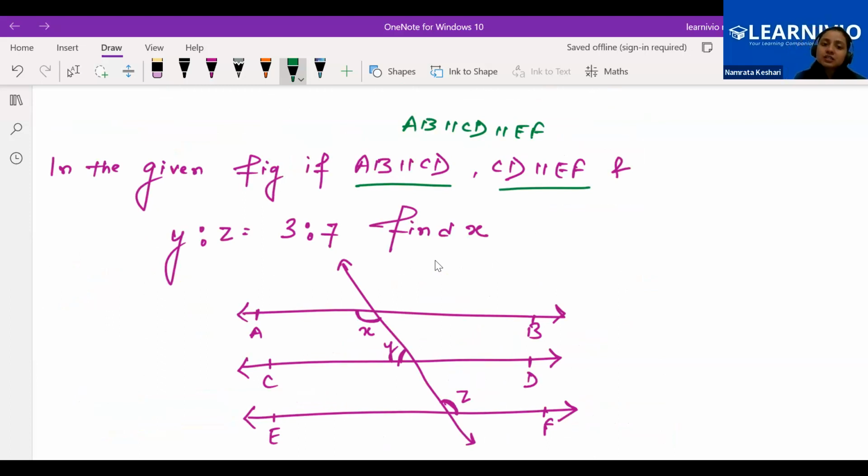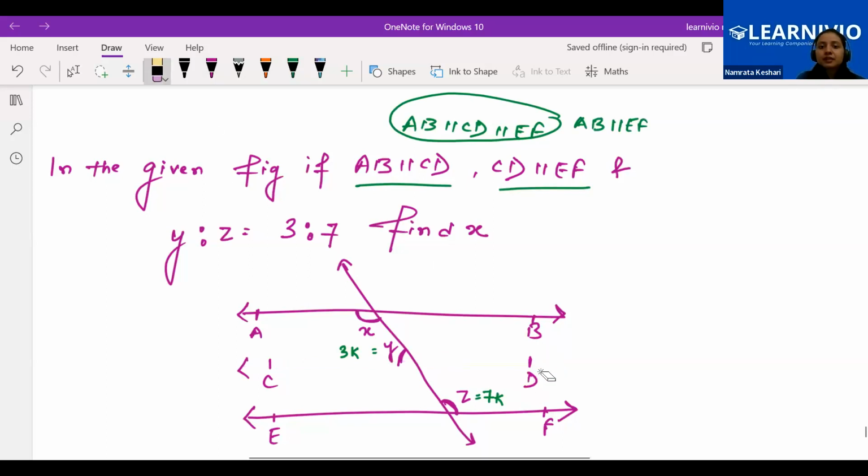Y is to Z is given as 3 is to 7. So we can say Y is 3K and Z is 7K, right? So from here we got that AB, CD, EF all are parallel, or we can say AB is parallel to EF, right? Let me wipe the middle line. Can you see any relation over here for now? Okay, let me keep the middle line for now. First thing first, we have to focus on the first two lines.